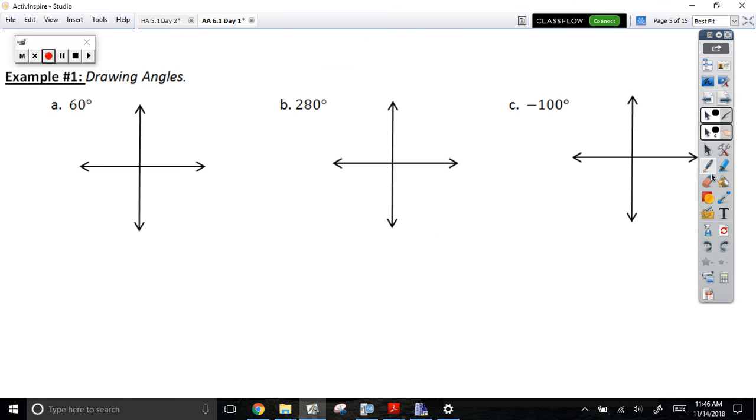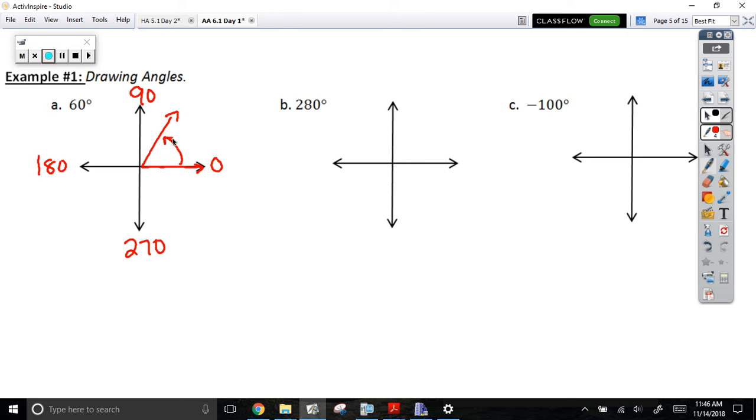Drawing angles. Estimate approximately 60 degrees. If you need to, you can label the reference angles: 0, 90, 180, 270. So we know 60 is going to fall between 0 and 90. We're going to have our initial side and our terminal side. And I would like if you draw an arrow pointing from the initial to the terminal so that I know whether it is this angle or this angle, because technically it could be negative that goes around.